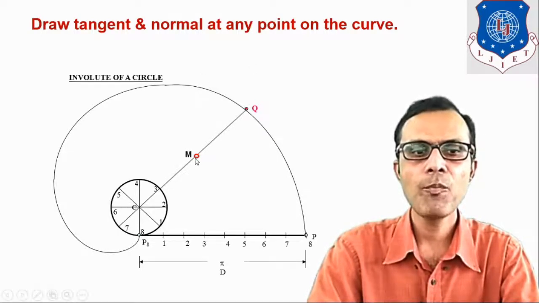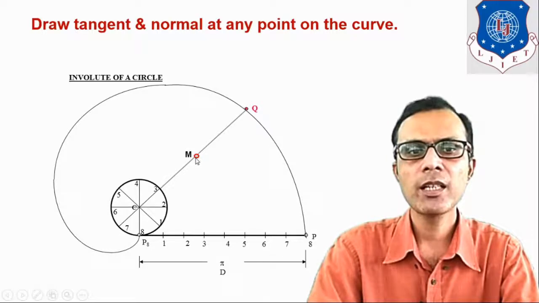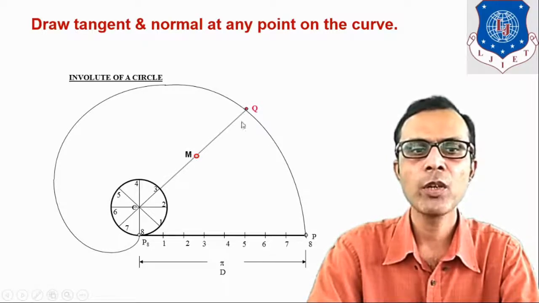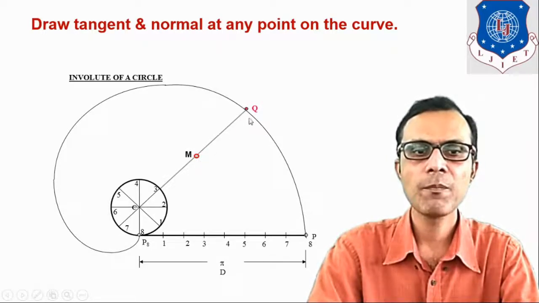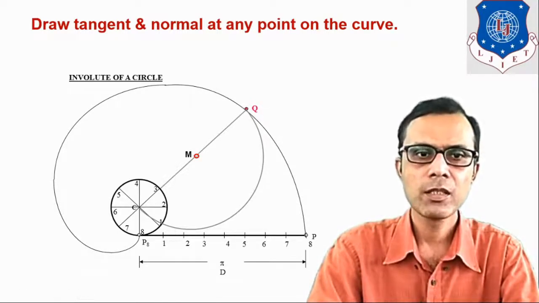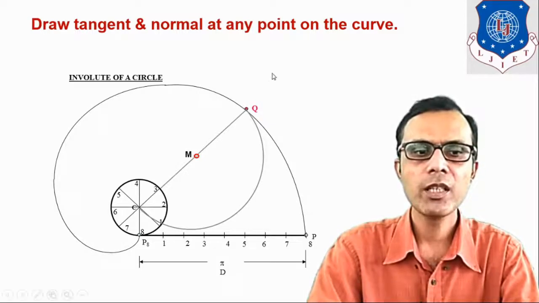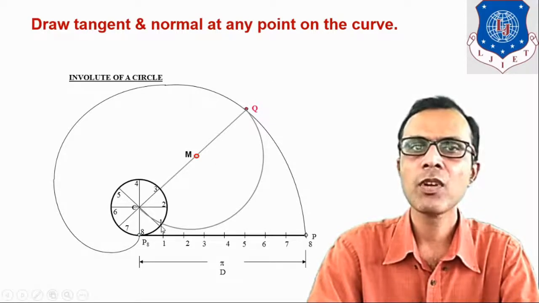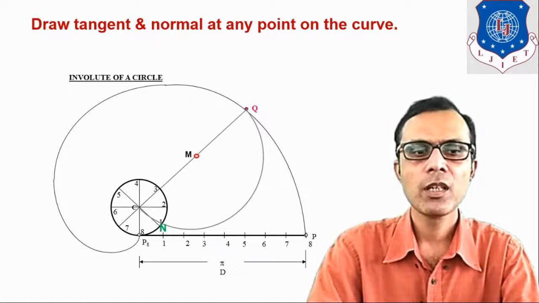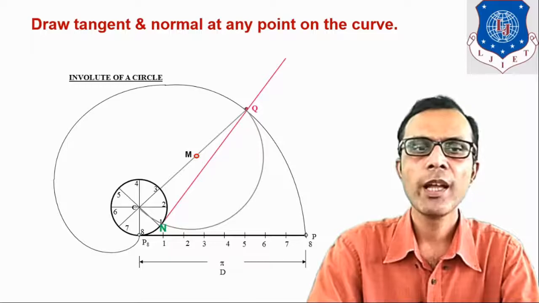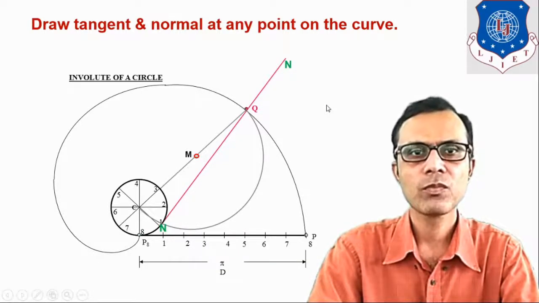Now keep M as the center point and take compass size equal to MQ. Take compass size equal to MQ and draw a half circle which will intersect the main circle at one point. Let's name this point as N. Now join this N point with Q and extend it up to a certain length. This NN line is the normal at the given point Q.